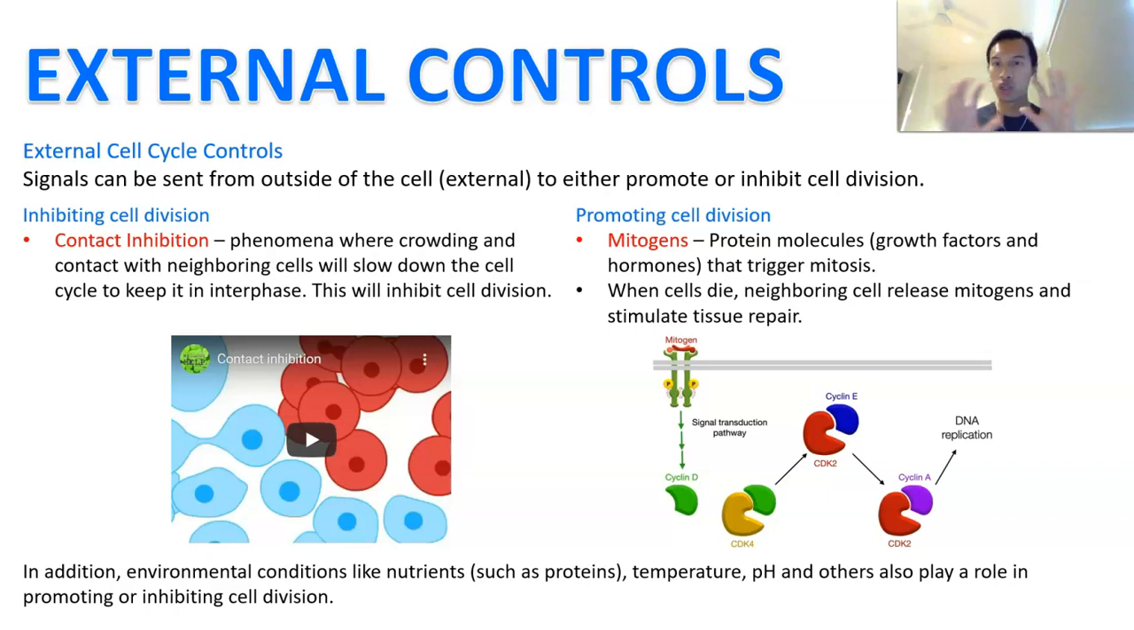So those are the two ways in which external measures, things that are outside of the cell, are going to control that cell cycle within the cell. Now, in addition to that, there are other environmental conditions that need to be considered as well. Nutrients are really important. You can't divide cells if you don't give them the proteins that they need to divide, right? Temperature plays a really important role, and so do things like pH and acidity, to either promote or inhibit cell division.